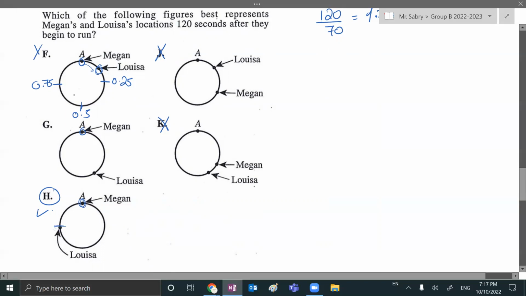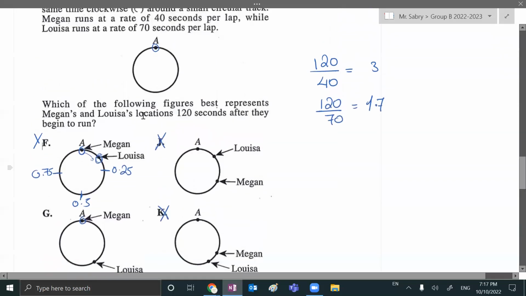Does this make sense, everyone? Yes. Yes, sir.